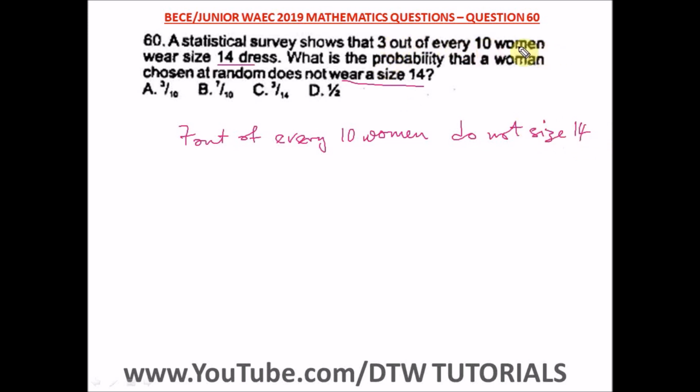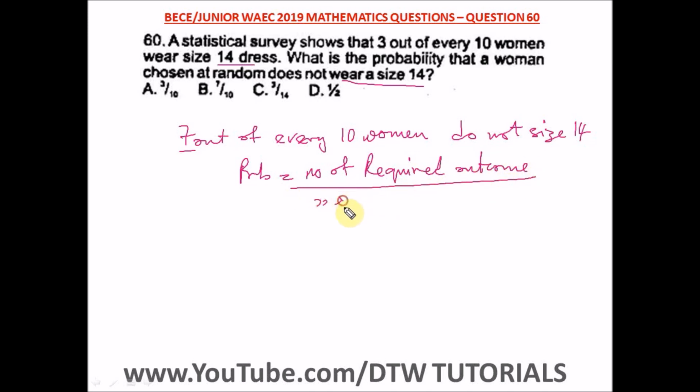If 3 out of every 10 women wear size 14, the remaining, which is 10 minus 3, is 7. So 7 out of every 10 women do not wear size 14 dress. So it says, what is the probability that a woman chosen at random does not wear a size 14? So definitely remember, probability is equal to your number of required outcome over your number of possible outcome.